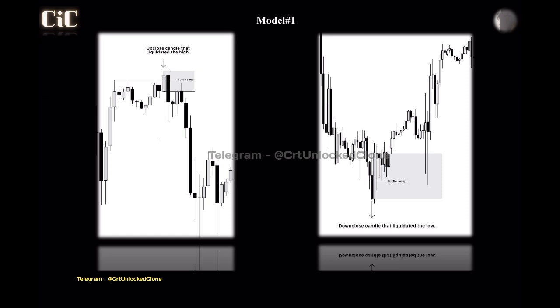Next up you have the famous model number 1. Now model number 1 simply refers to the up close candle that liquidated the high, or the down close candle that liquidated the low. This one specific candle, again, you'll notice this pattern in my speech, which is speaking about one specific candle in each trade.